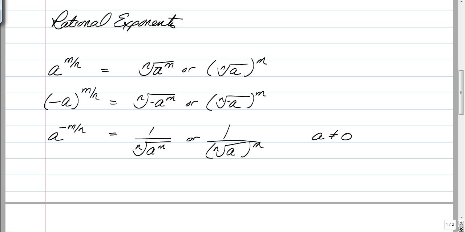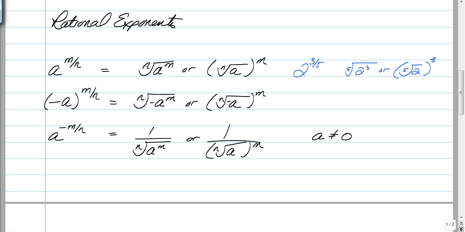Now, you can write it in one of two ways. You can write it inside the radical, or you can write it outside of parentheses around that entire radical. So, for example, if we have 2 to the 3/5 power, we can write that as the 5th root of 2 cubed, or you can write that as the 5th root of 2, all of that raised to the third power. Either way you do it, you're going to get the same answer.